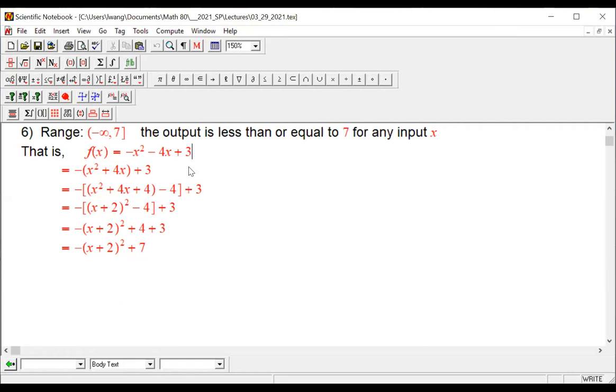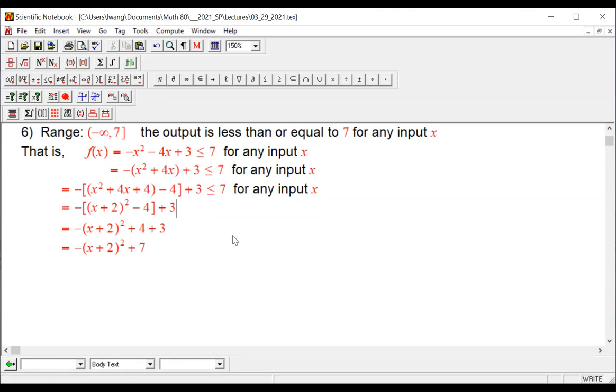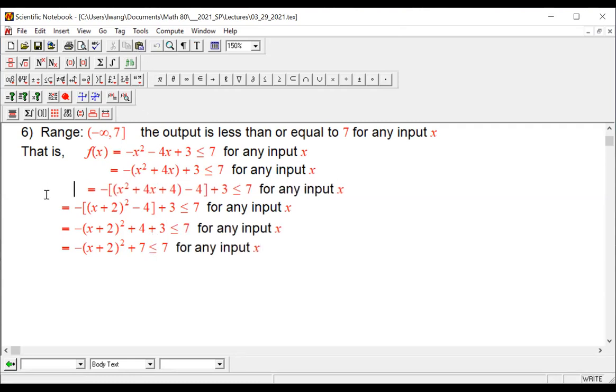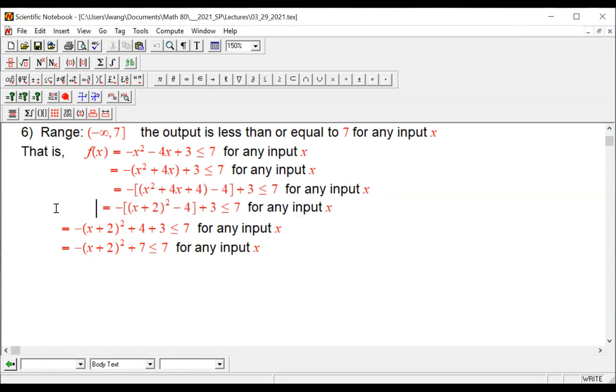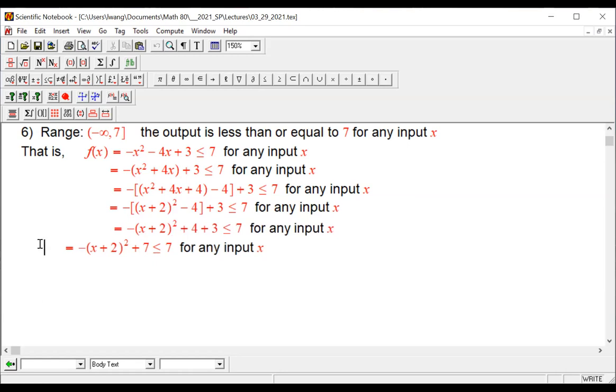In particular, this means that this expression is less than or equal to 7 for any real number x. It also means the same for this other form, because it is also equal to f(x). So all of these in the middle are less than or equal to 7, it's all implied, because they're all the same. You follow me? No matter what form you take, they all mean the same thing.